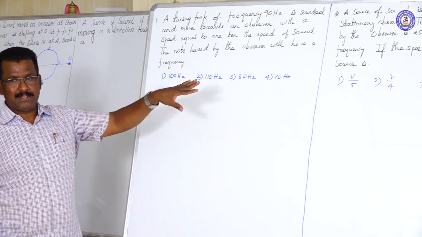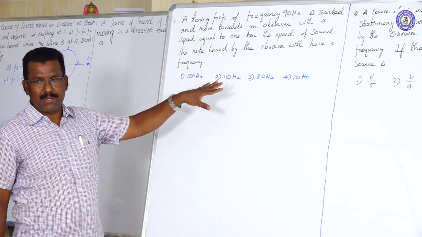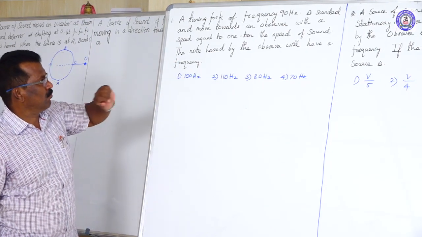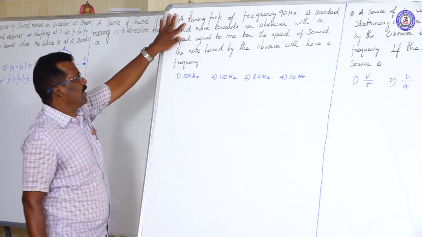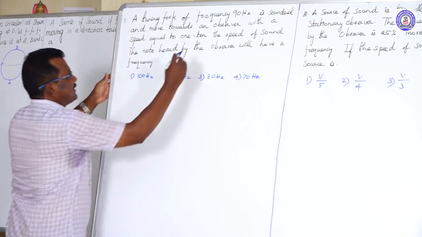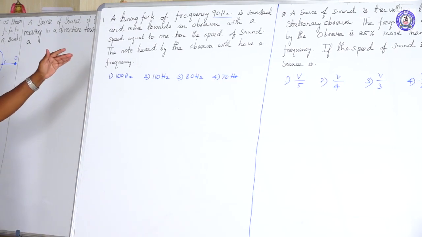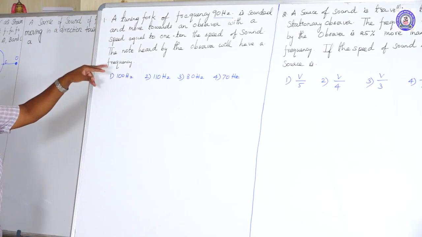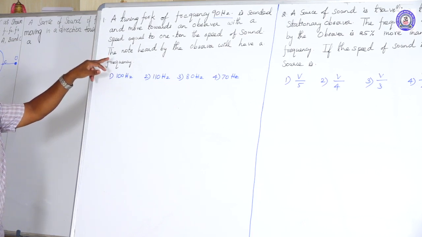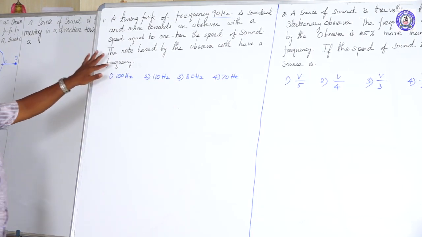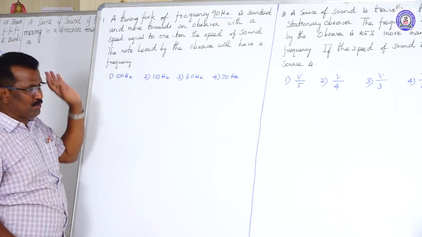This problem was already asked in the JEE Main as well as the NEET examination, and some other AEEE questions. Okay, let's start. Question number 1. A tuning fork of frequency 90 Hz is sounded and moved towards the observer with a speed equal to 1/10 of the speed of sound. The note heard by the observer will have the frequency.